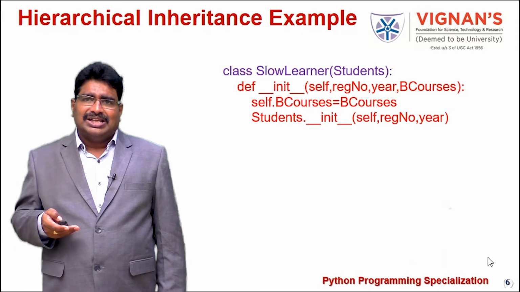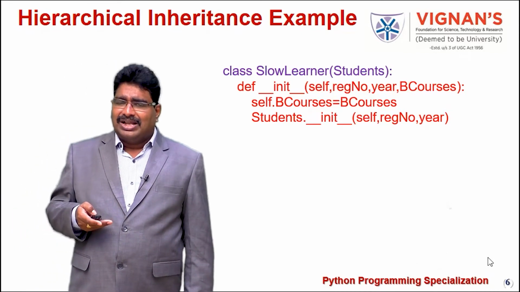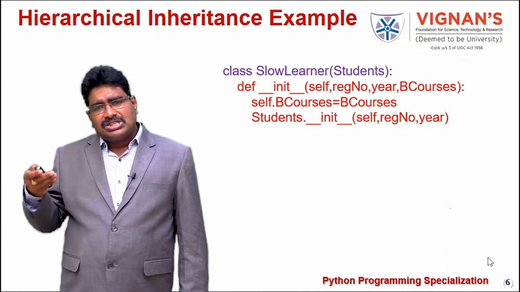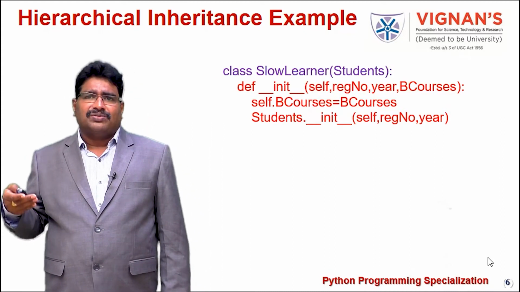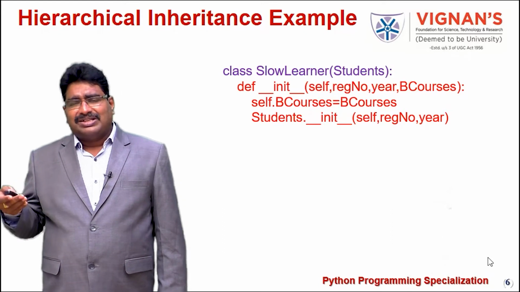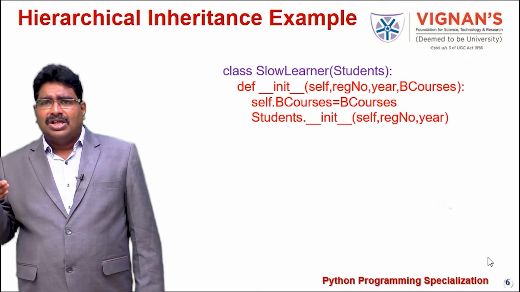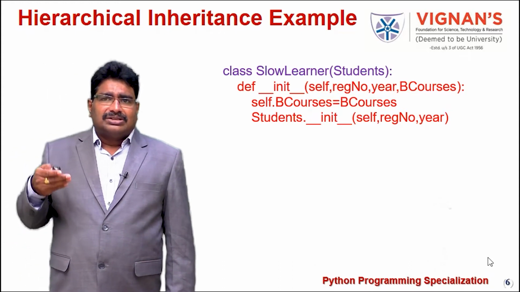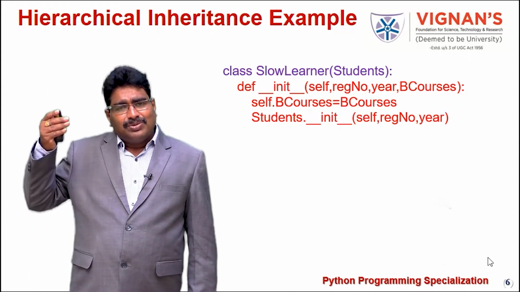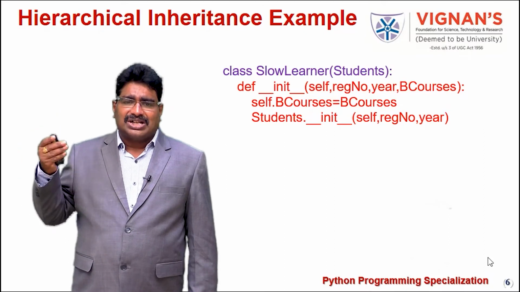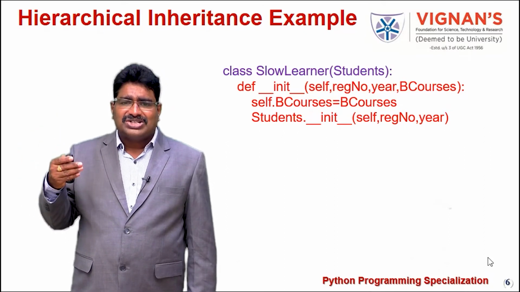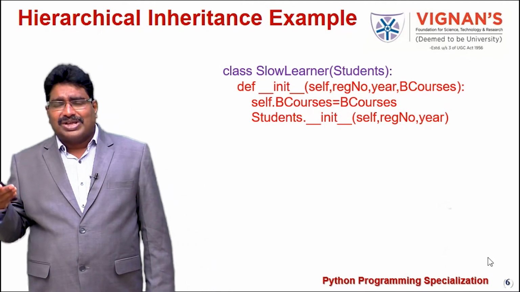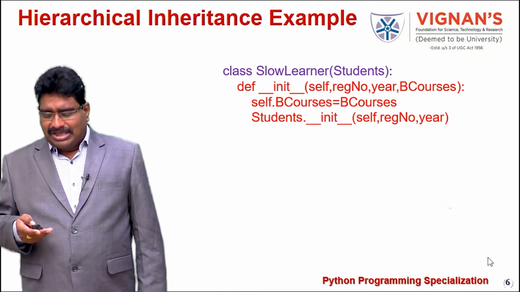So automatically the constructor of the slow learner takes the register number, year and B courses, and B courses is the newly added attribute of the slow learner class. For that reason, we are assigning self.B courses equal to the B courses. In addition, the register number and year are the attributes derived from the student class. For that reason, we are using Student.__init__, that is, we are calling the constructor of the student class to assign the register number and the year values.